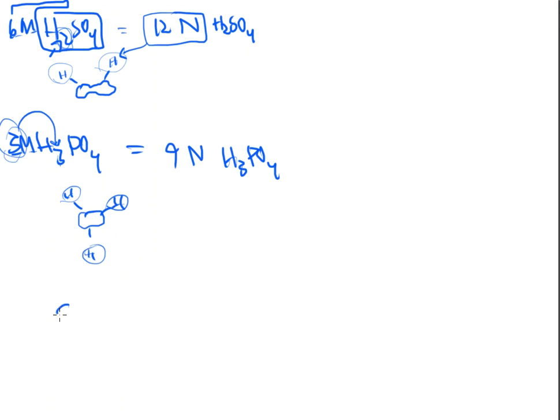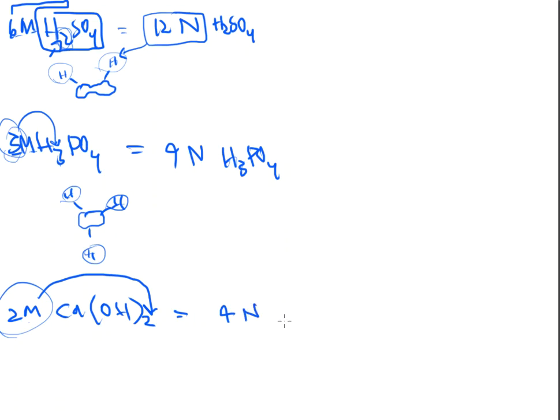Bases would be the same way. Calcium hydroxide, Ca(OH)2. Let's say that I have a 2 molarity. Well, if I wanted to calculate the normality of hydroxide, I would take the concentration 2 and I would multiply it by how many the molecule brings. So 2 times 2 is going to be 4. So that's 4 normal of OH.